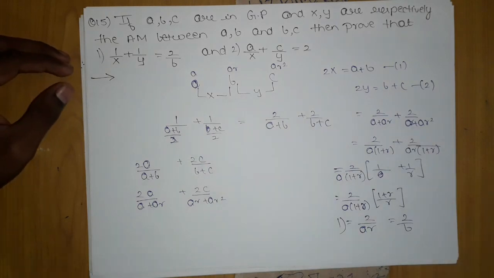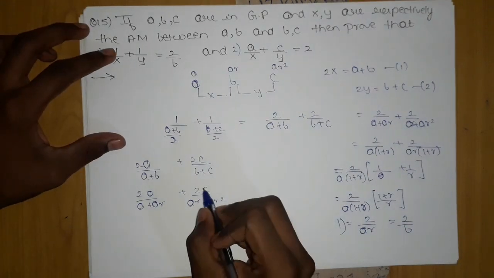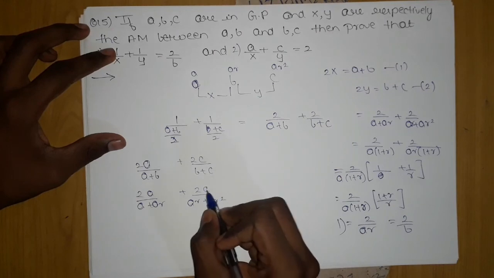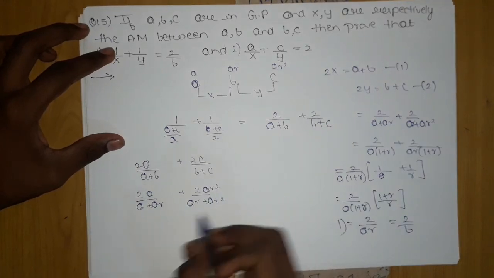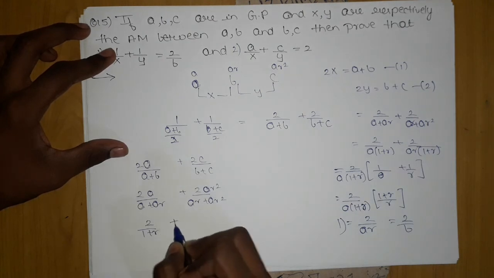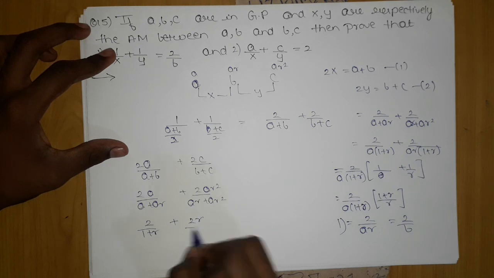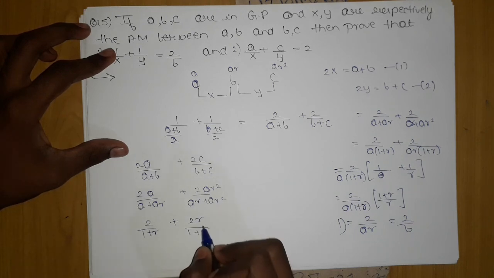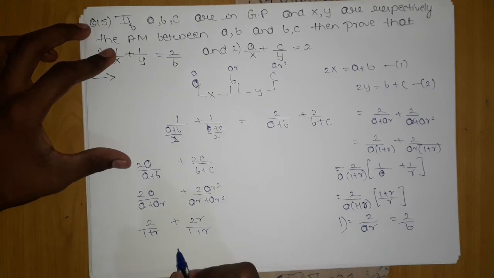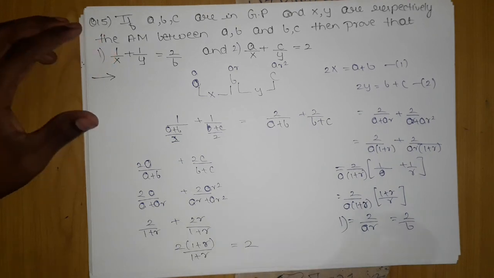So c I can write as ar square. Then a will cancel out, which gives me 2 upon 1 plus r. Similarly here ar will cancel out, which gives me 2r upon r into 1 plus r. Finally, 2 into 1 plus r, since the denominator is the same, what is left is 2. So this is our answer.